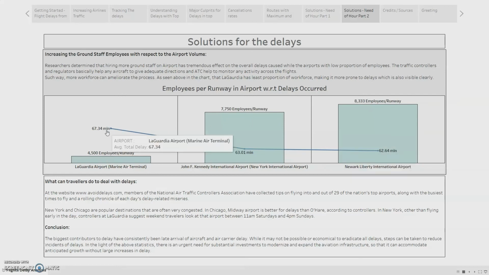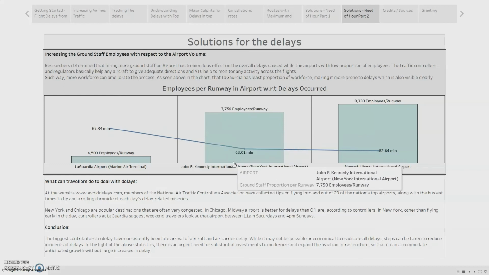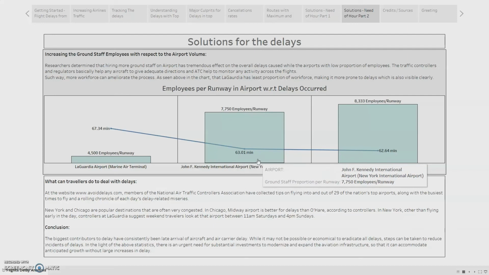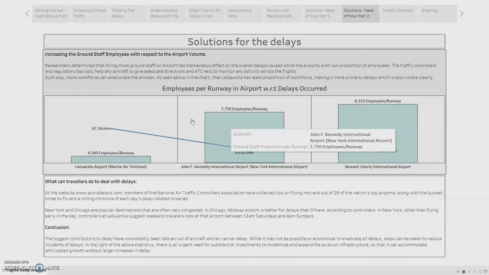The average delay for LaGuardia Airport is 67.34 minutes, for JFK Airport 63.01 minutes, and for Newark Liberty Airport it's 62.64 minutes. As you can see, the number of employees is inversely proportional to the delay for each airport. So we can reduce the delay time by increasing the number of employees.